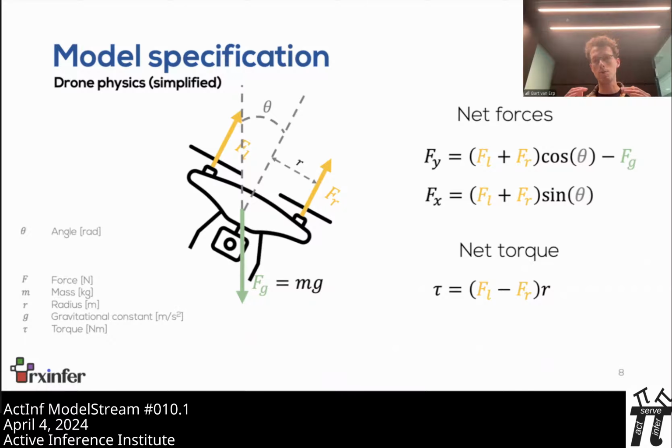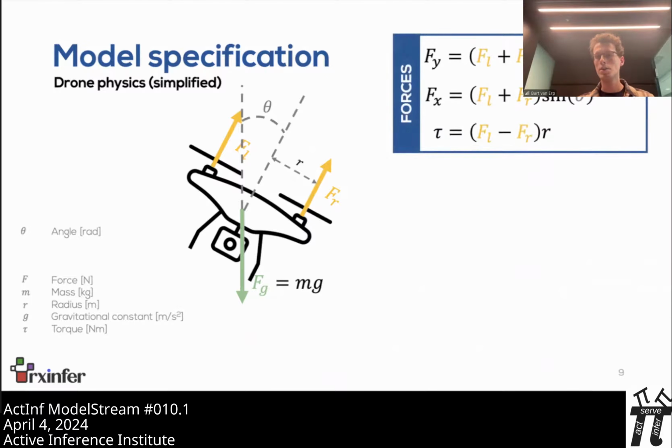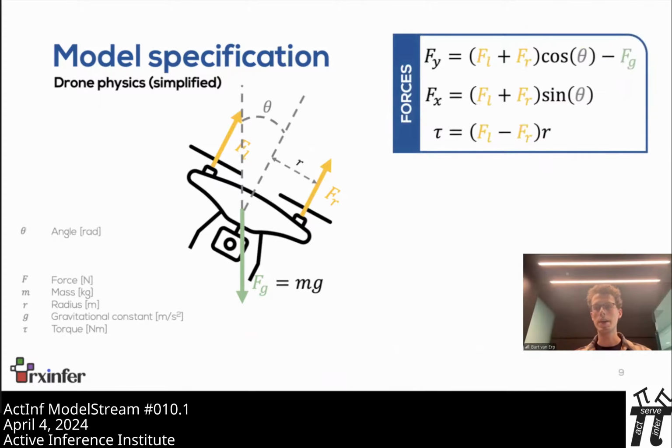With these three equations, so the net forces acting upon the drone, and this net torque that we can compute based on the rotation that the drone wants to go to, we can already construct a big part of the model of this drone. So these are the forces that act upon the drone: horizontal, vertical direction, the rotation as given by this torque.